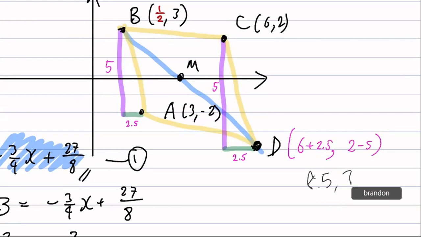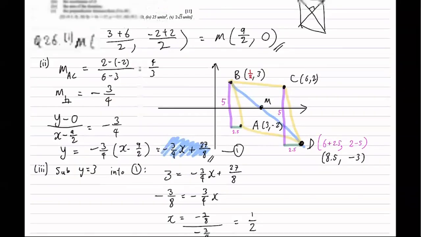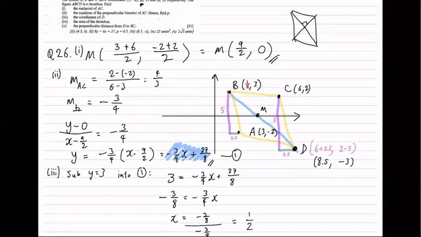Is that okay? Yeah, good. 8.5, then -3. Right? 8.5 comma -3. All right, good. Then that is how we get our answer for the coordinates of D. I'll just write it here.